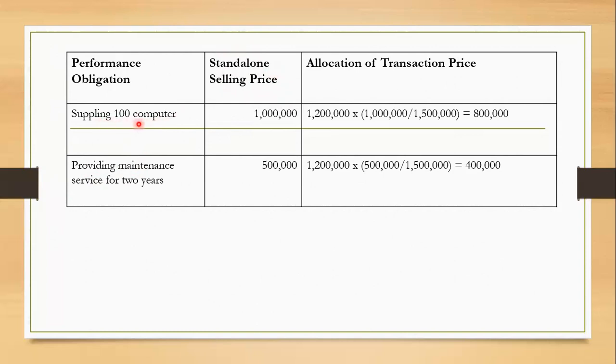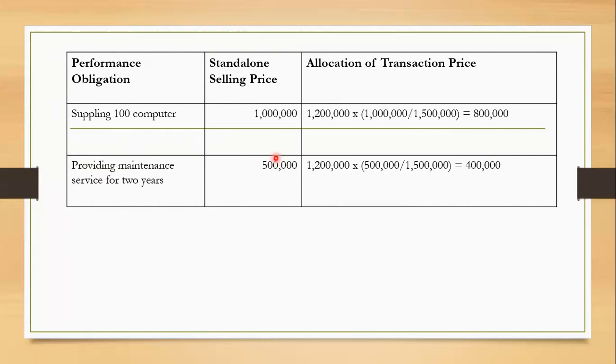Now, from the given scenario, I have extracted the standalone selling price of each performance obligation. Supplying 100 computers is worth 1 million in the marketplace. On the other hand, we could have charged 250,000 by providing a similar maintenance service in the marketplace. Under the contract, we have undertaken to provide the similar service for a period of 2 years. So I have taken the standalone selling price as 500,000. How? 250,000 per year multiplied by 2 years. Accordingly, the standalone selling price of the provision of maintenance service is 500,000 for the 2 year period.